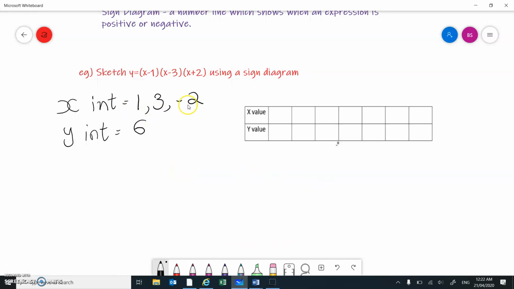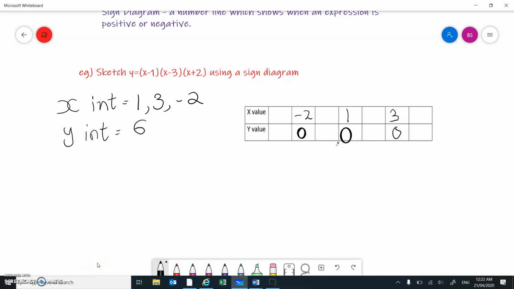We have found our x-intercepts. So if we go back to the start, we find our x-intercepts. We either draw up a table or just write down the x-intercepts. So our x-intercepts are, I'll write them in increasing order, minus 2, 1, and 3. And the corresponding y value will obviously be 0 because they are the x-intercepts.